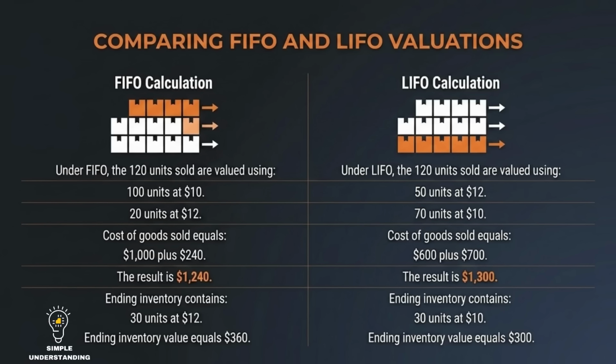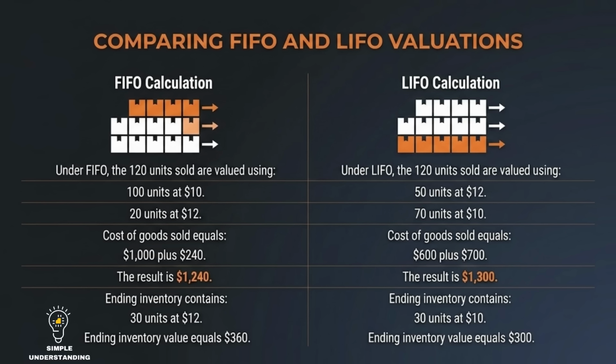FIFO calculation. Under FIFO, the 120 units sold are valued using 100 units at $10, 20 units at $12. Cost of goods sold equals $1,000 plus $240. The result is $1,140. Ending inventory contains 30 units at $12. Ending inventory value equals $360.